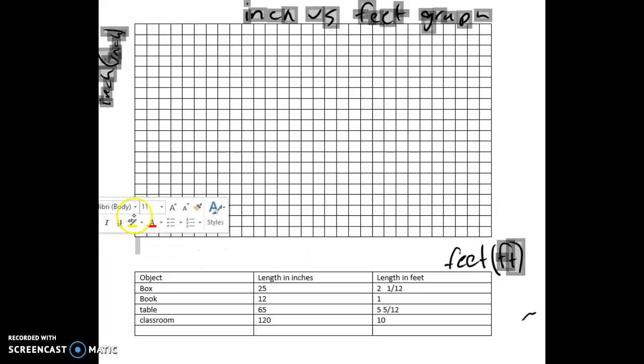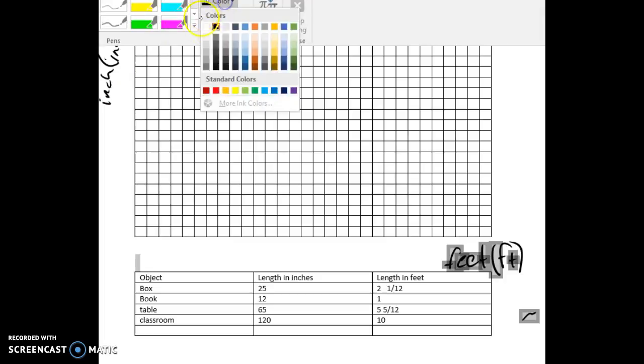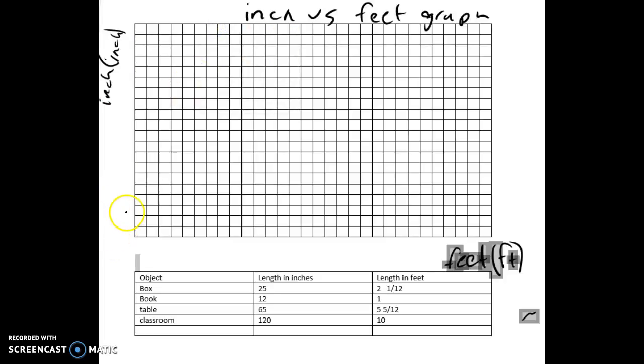Now my pen won't work. So this is 20, that's 40, 60, there was my writing, sorry, that's 100, and right here would be 120.